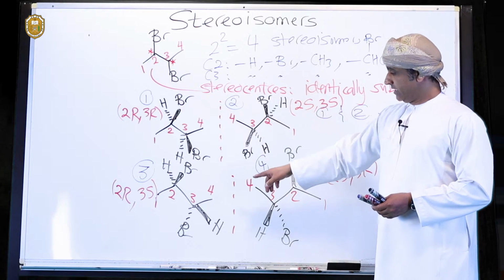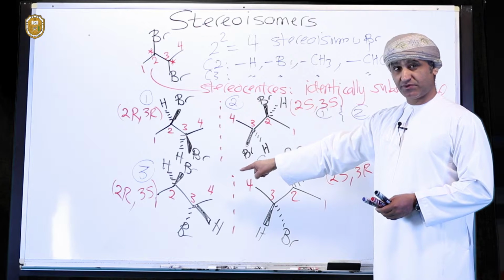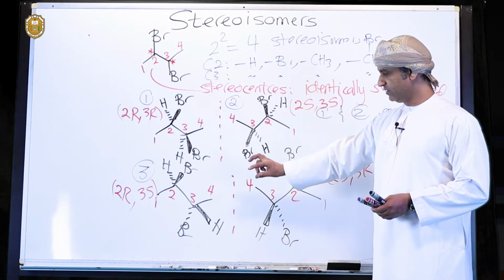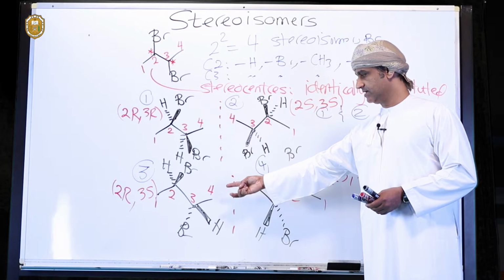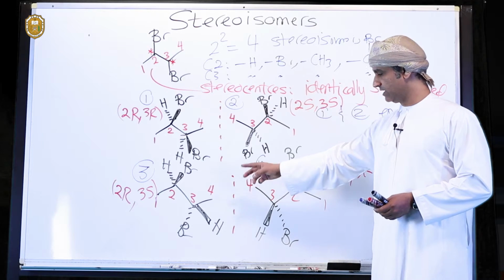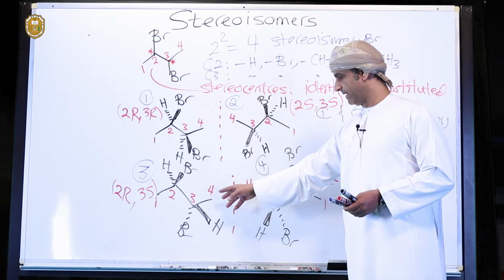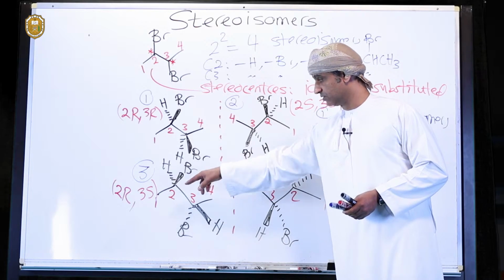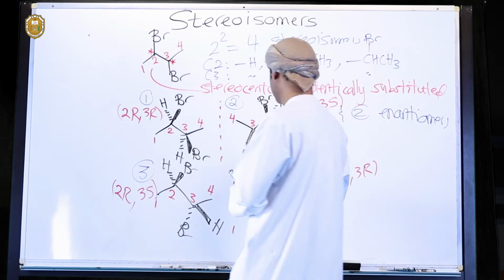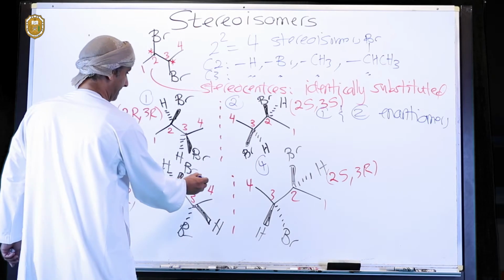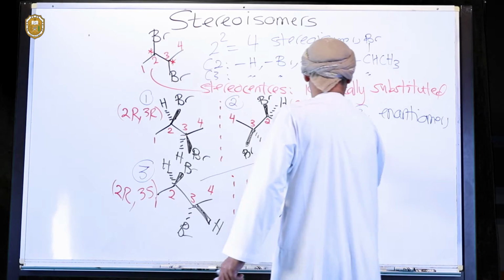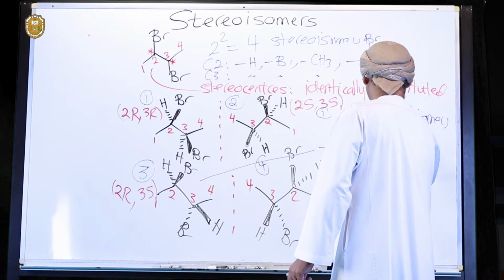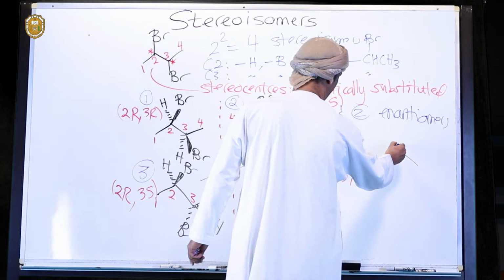Now, if you look at this, let's take number 3 and try to rotate C3, or try to put the methyl group, if you like, on the same position as the methyl group on C2. If we do that, then we would get something like this.